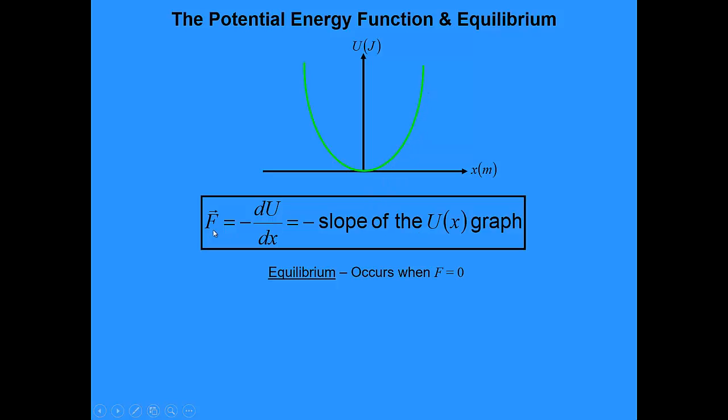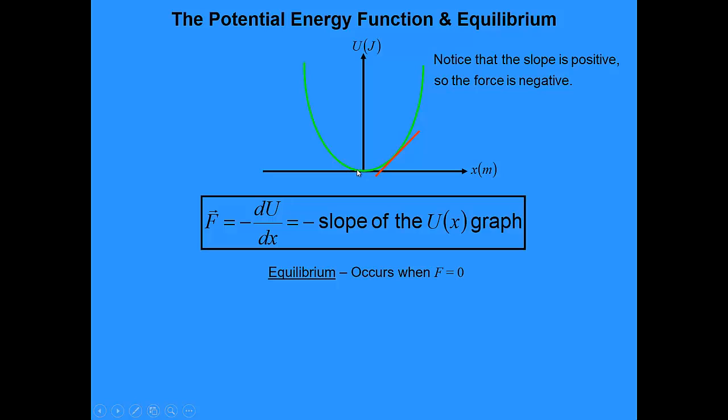But remember, the force is the negative of the slope. So while the slope to the right is positive, the force is actually negative. Don't lose that negative sign, right? The force is negative. Which means when you stretch the spring to the right, the spring is pulling back to the equilibrium position. It's a restoring force. That's what we defined it as back when we first looked at it.